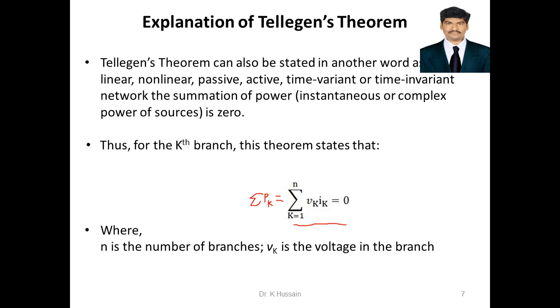N number of branches are there here. K equal to 1 to N means N number of branches. Vk is the voltage in that particular branch. If K equal to 1, that is the first branch; K equal to 2, that is the second branch, and so on up to N branches. And current Ik is the first branch current if K equals 1, and the second branch current if it is 2.